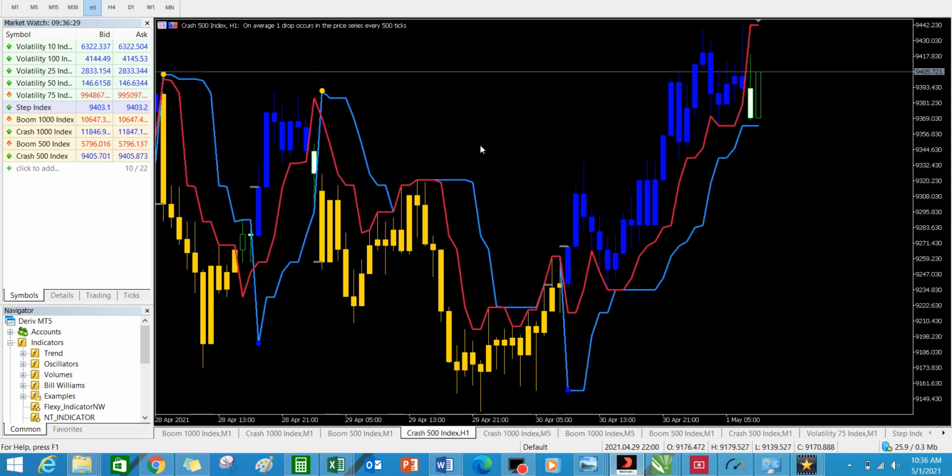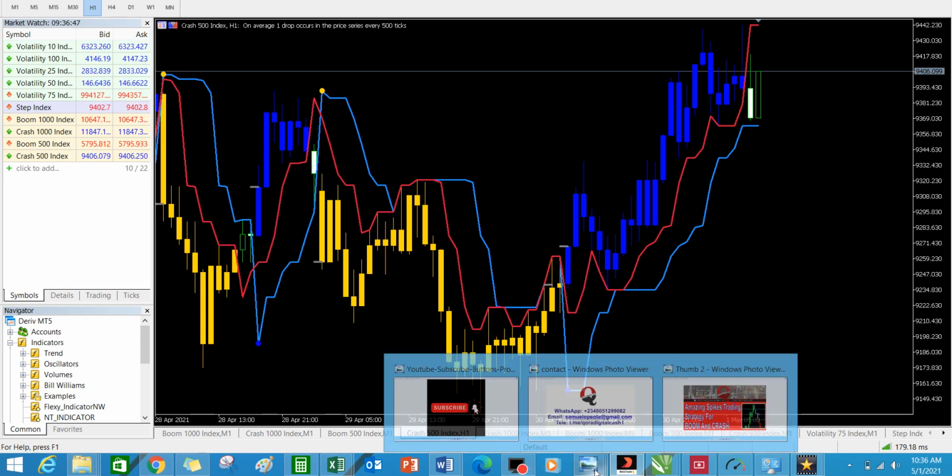Okay, let's check out Crash 500. Crash 500 is trying to see if it will break out from the resistance level and continue the uptrend. If it does not, then it should reverse back totally on a downtrend. Okay, I'll be stopping there with my analysis.